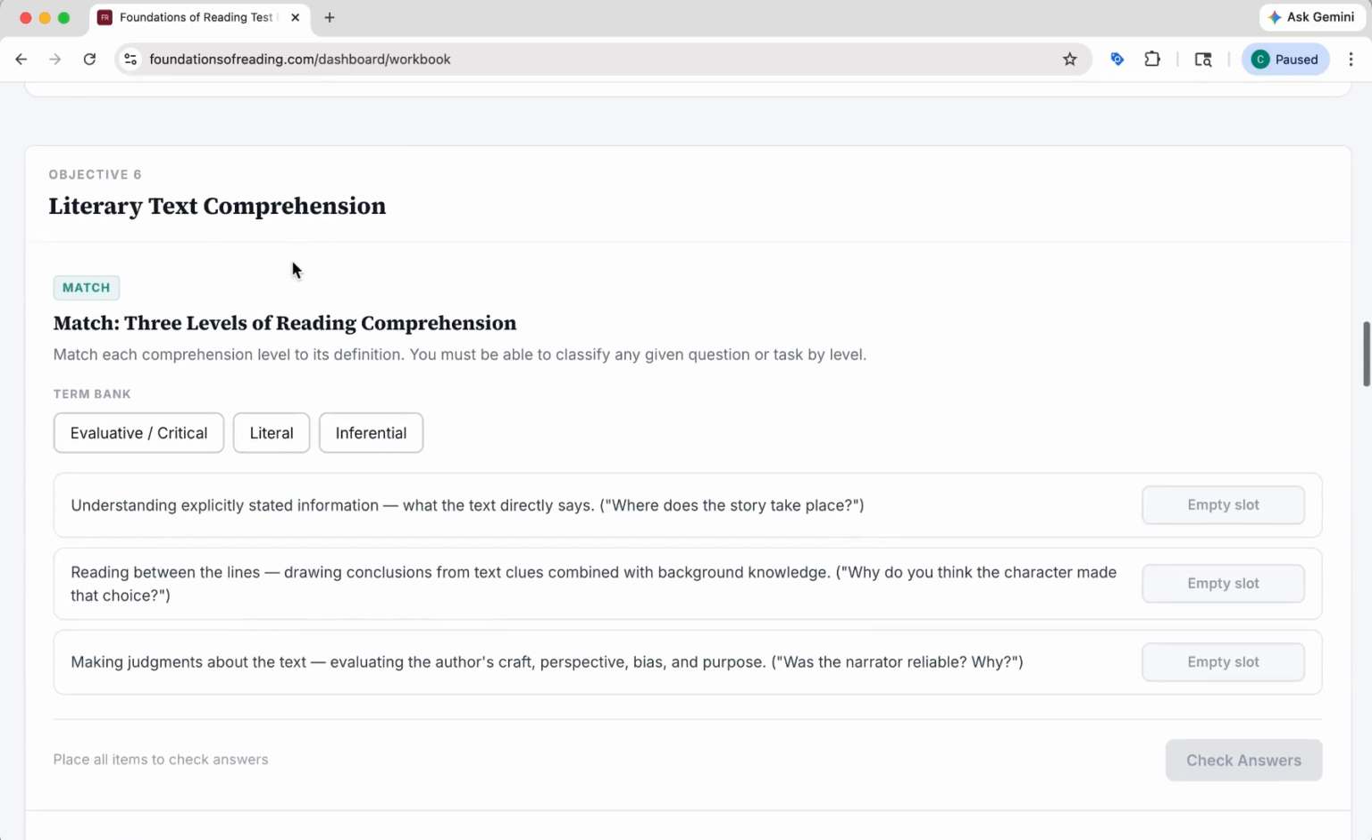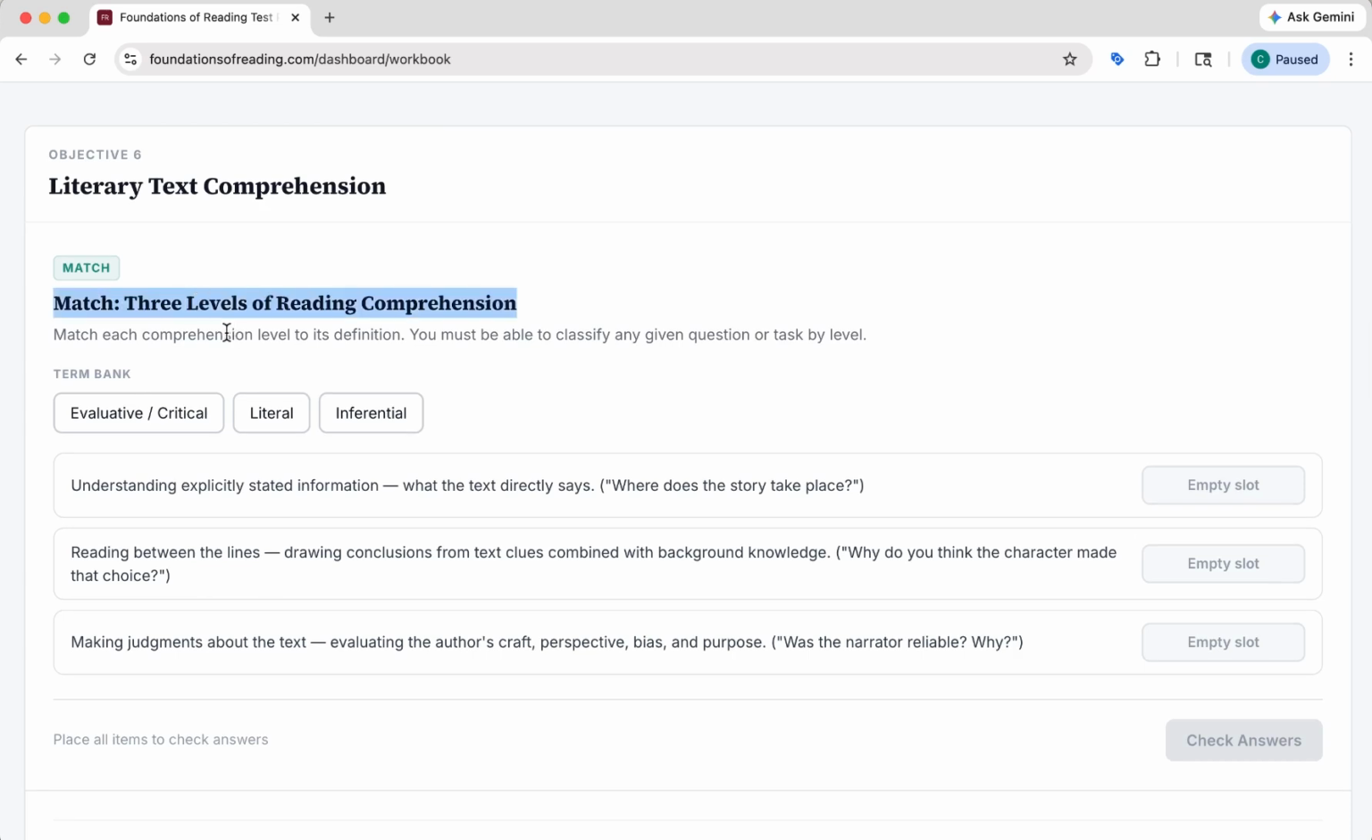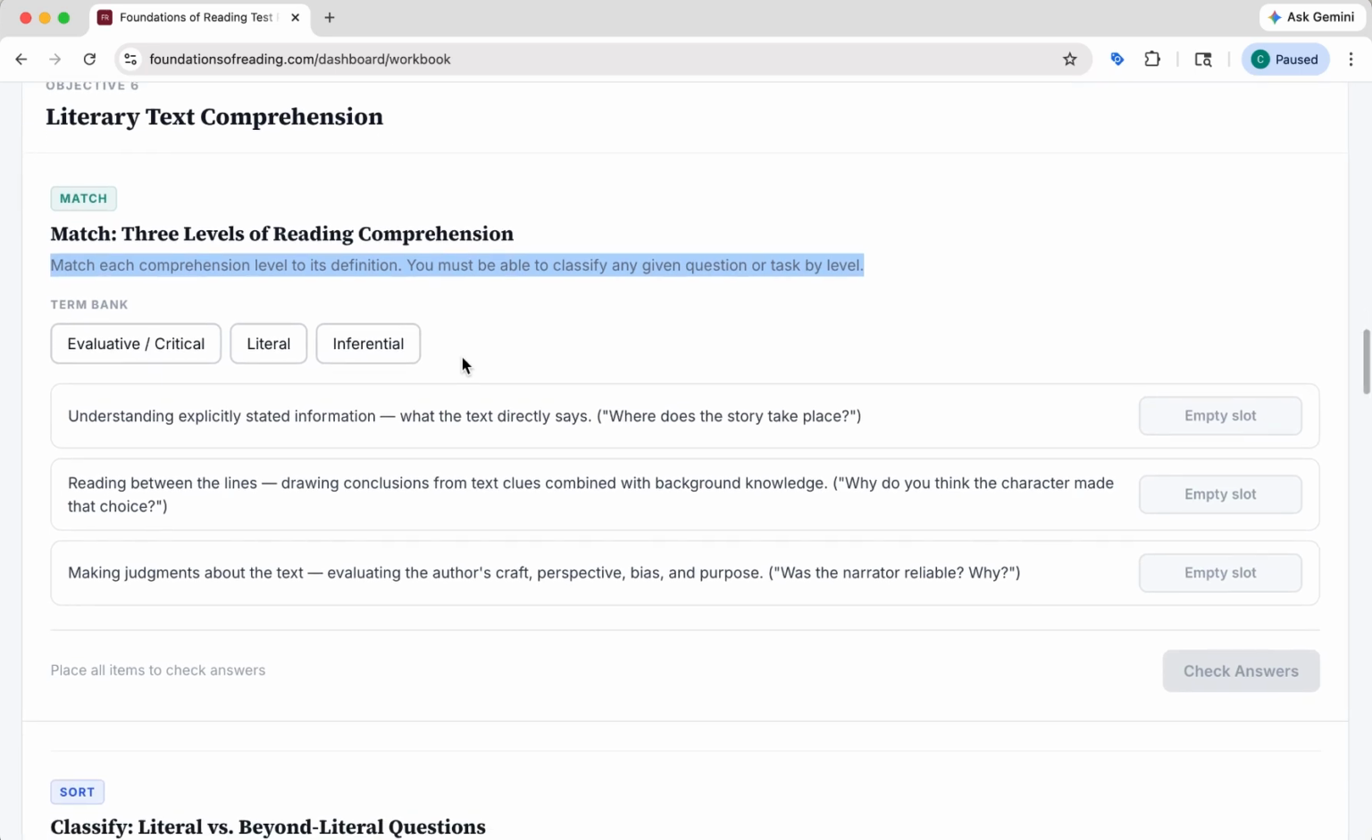All right. Literary text comprehension. 3 levels of reading comprehension. Match each comprehension level to its definition. You must be able to classify any given question or task by level. Okay, so we have evaluative, literal, and inferential. These are the 3 types of comprehension that you need to know for the Foundations of Reading exam. Let's figure out if we can match these accordingly.